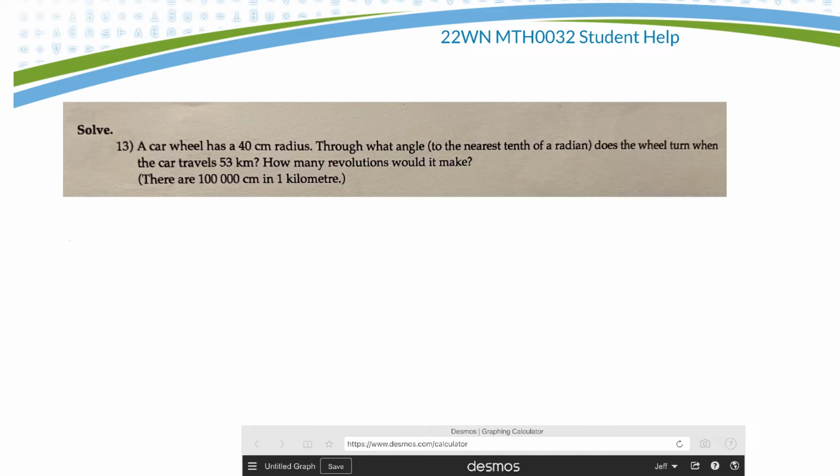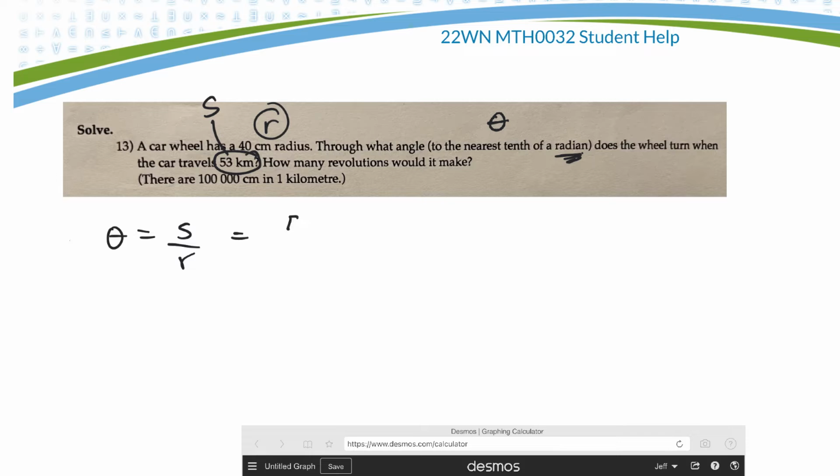Right, here's a good question. It says a car wheel has a 40 centimeter radius. Okay, so it's a radius. Through what angle, to the nearest tenth of a radian, does the wheel turn when the car travels 43 kilometers? They want radians, so that's a theta that I'm looking for. That'll be an S. So my formula is theta equals S over R.